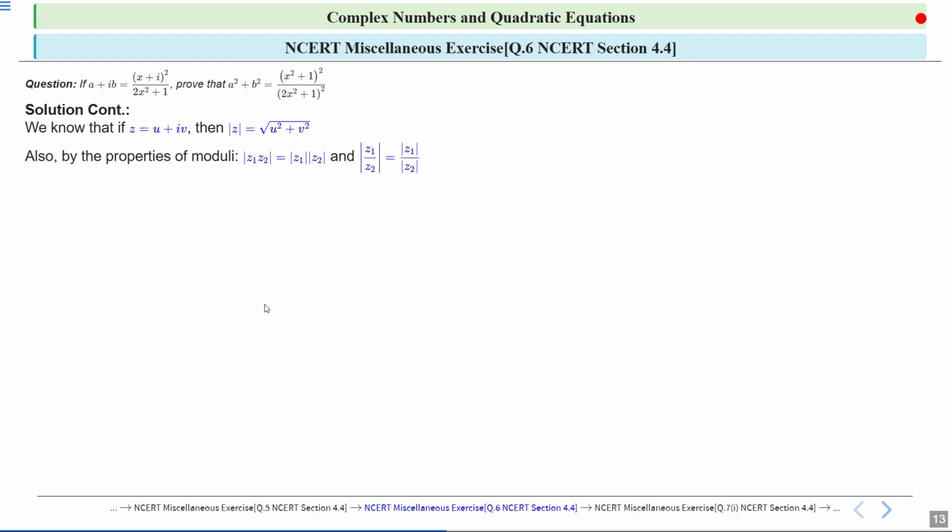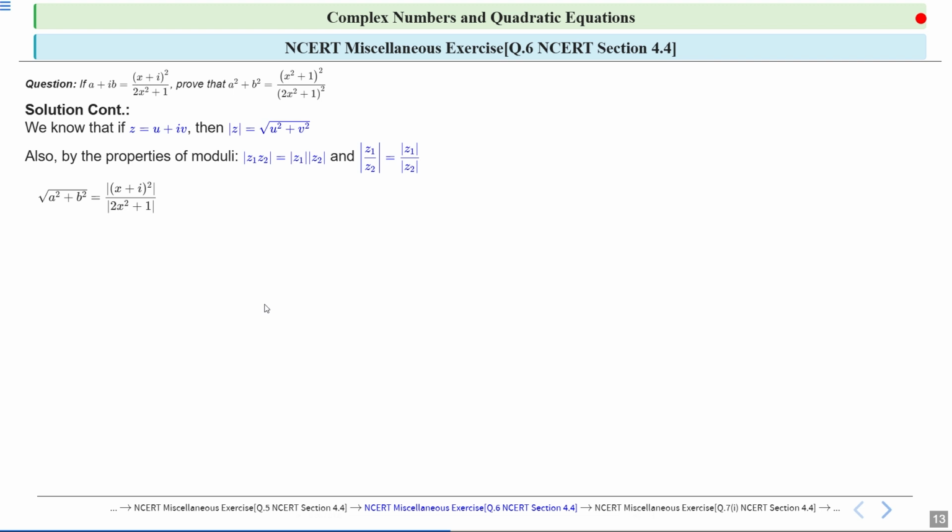Now let's remember some important properties of moduli. For any two complex numbers z1 and z2, the modulus of their product is modulus of z1 times z2 equals modulus of z1 times modulus of z2, and the modulus of their quotient, modulus of z1 divided by z2, equals modulus of z1 divided by modulus of z2. So these properties will help us simplify the expression we are working with.